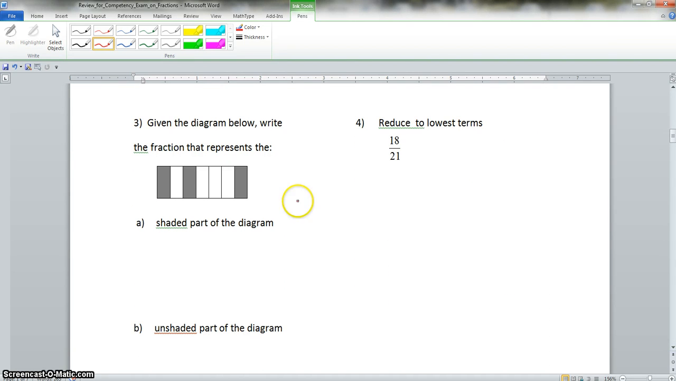And I know you don't have to scroll down on your review sheet, but I had to expand this so I would have enough room to write.